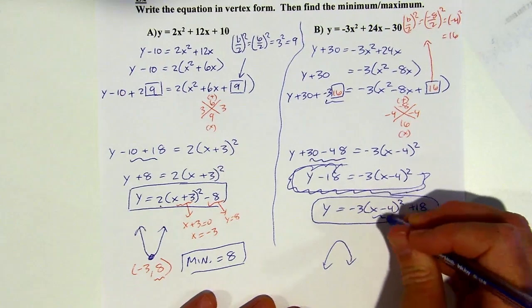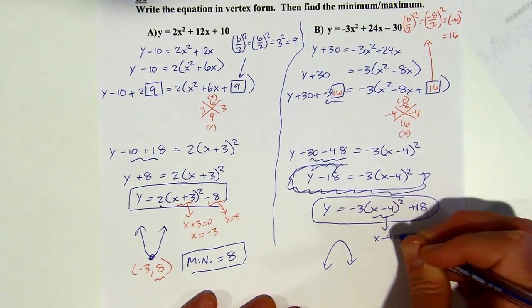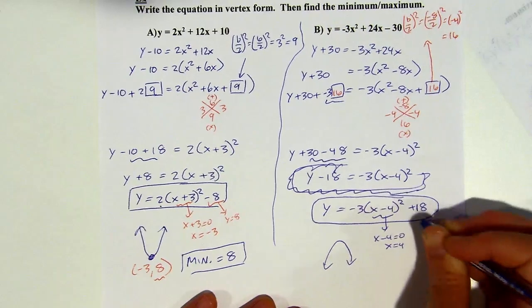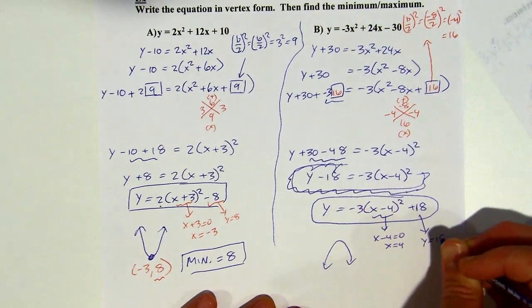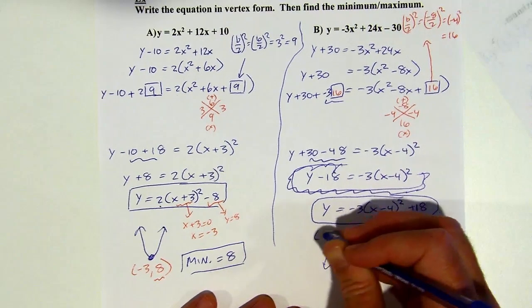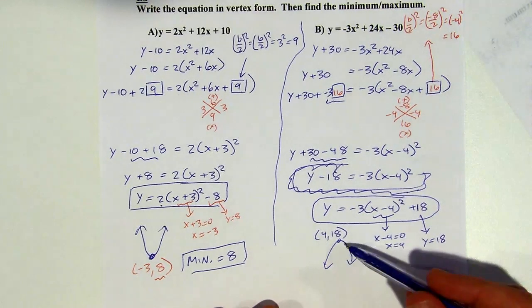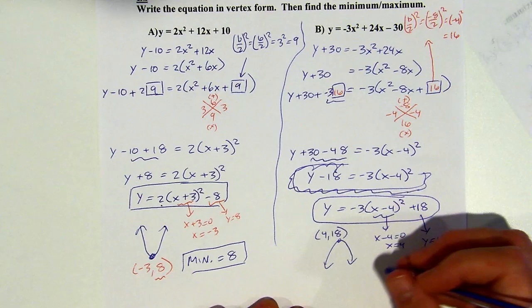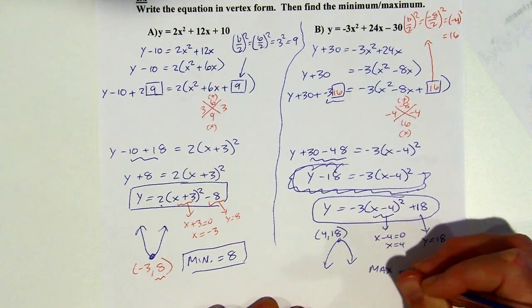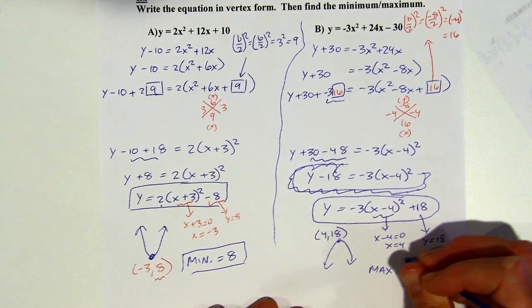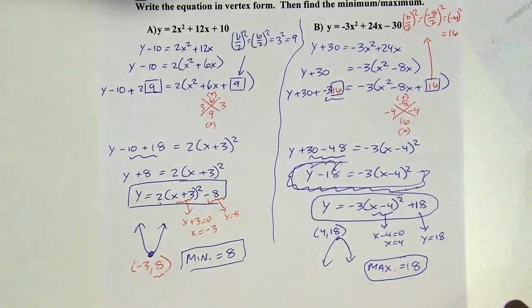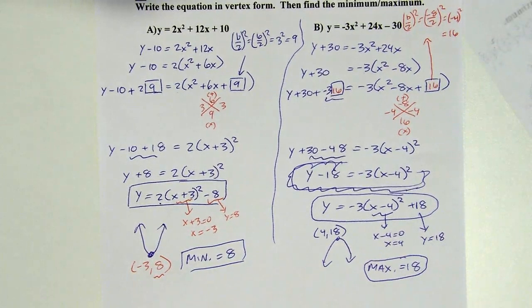And I'll use this to get the x coordinate. So x equals 4, and then this would be the y coordinate. So 4, 18 is the vertex. And then the y coordinate is going to be either the maximum or minimum. This one's going to be the maximum because it's at the very top of this parabola that opens down. So the maximum is 18. Okay, that's the end of that very long section, and I'll see you next time.